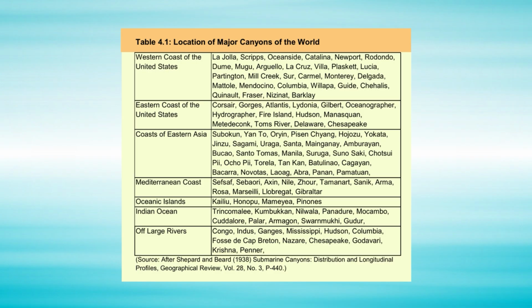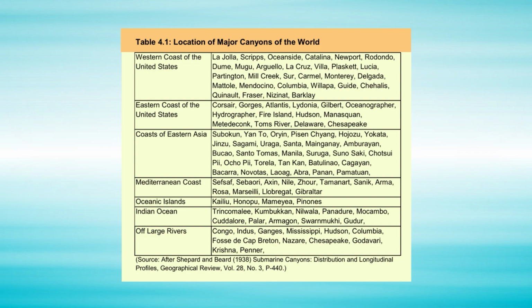And most interesting are the submarine canyons which are present in the offshore areas of large rivers like the Congo submarine canyon, Indus submarine canyon. Then we have Ganges, Mississippi, Hudson, Columbia, Fosse de Cap Breton, which I showed you along with the isobaths map and that cross section of A and B. Then Godavari, Krishna, Pennar. So in the Indian Ocean also, in the Bay of Bengal part, we have submarine canyons in the offshore areas of large rivers.